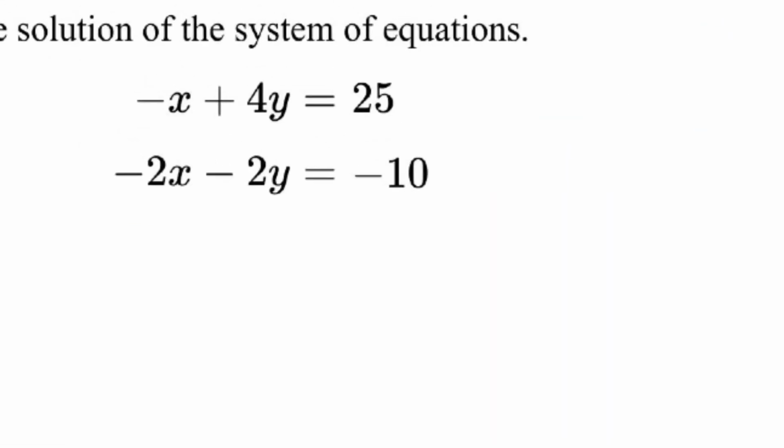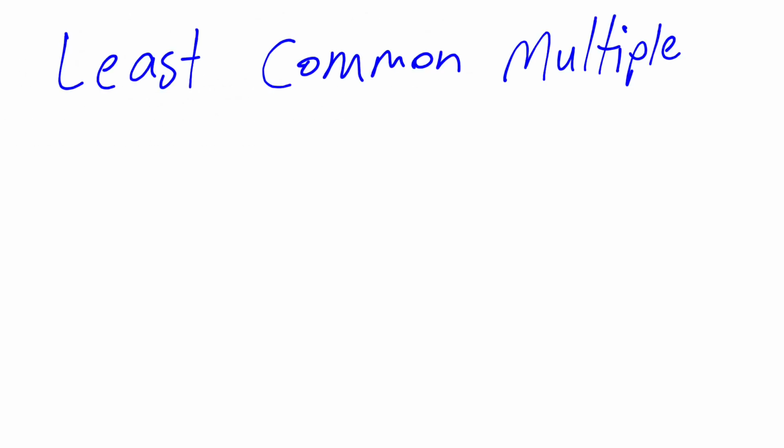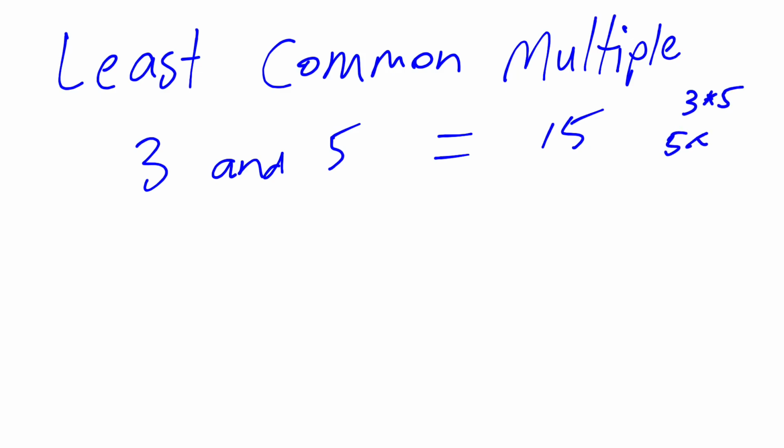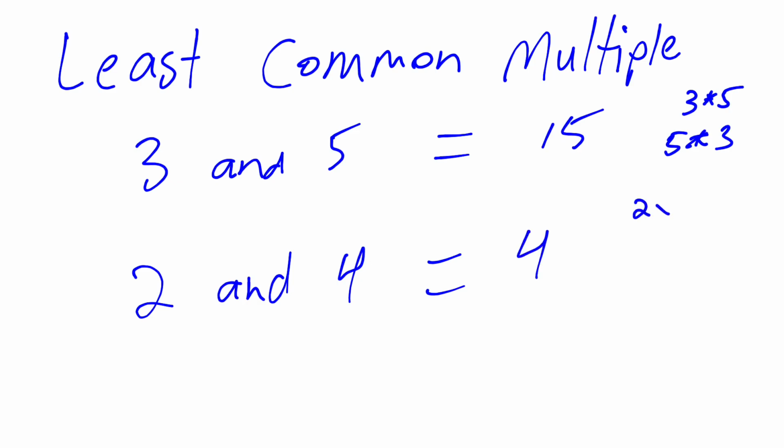With this one, I start to have to deal with least common multiples. So let's think about what's the least common multiple between something like 3 and 5. I was kind of telegraphing the answer there. The answer is 15, because 3 times 5 and 5 times 3 gives me 15. But what about between 2 and 4? It's not just 8. It's actually 4, because 2 times 2 gives me 4, and 4 times 1 gives me 4.